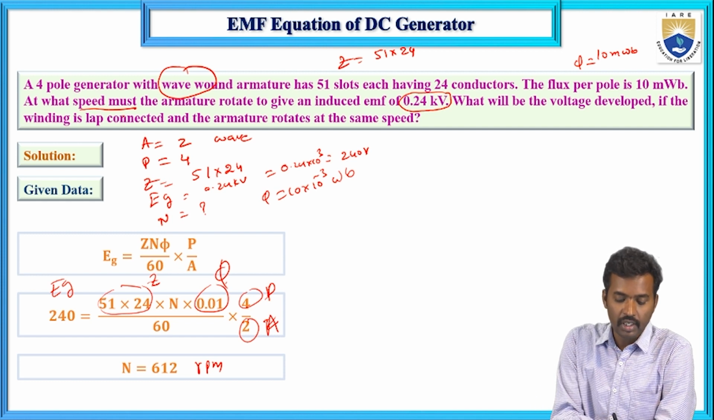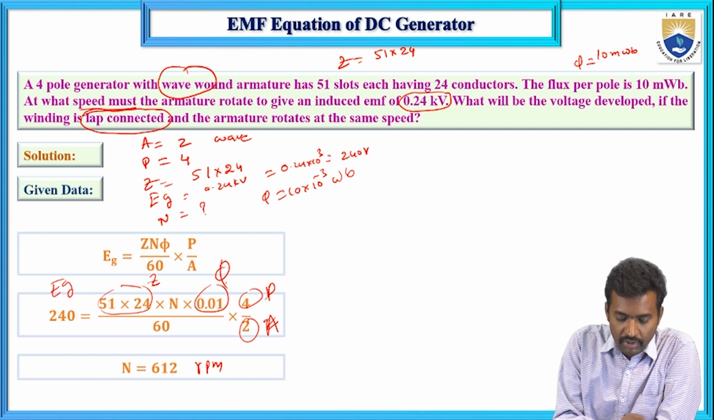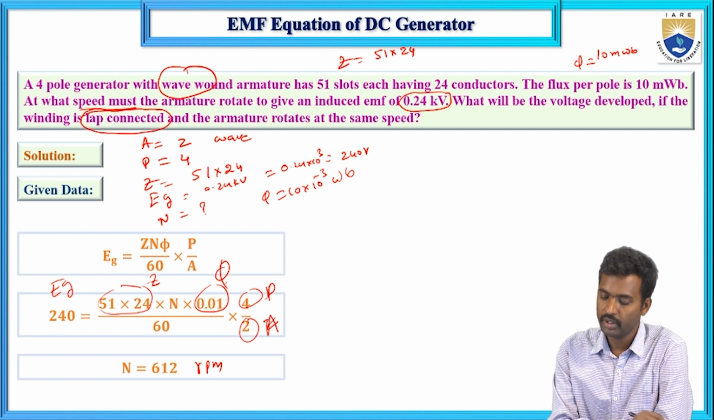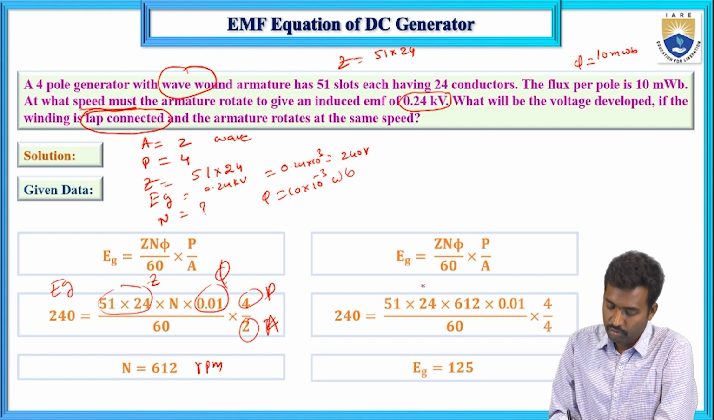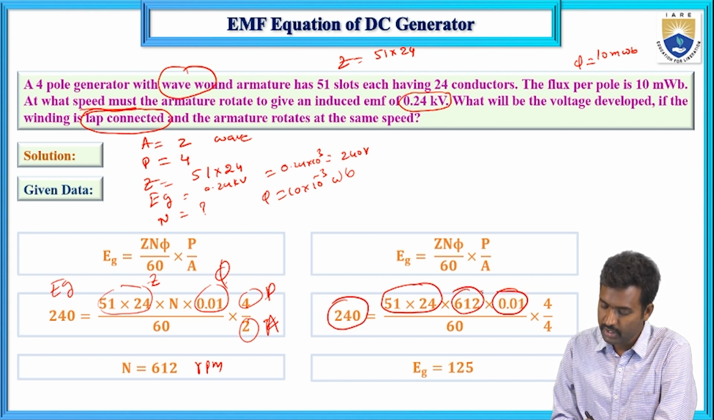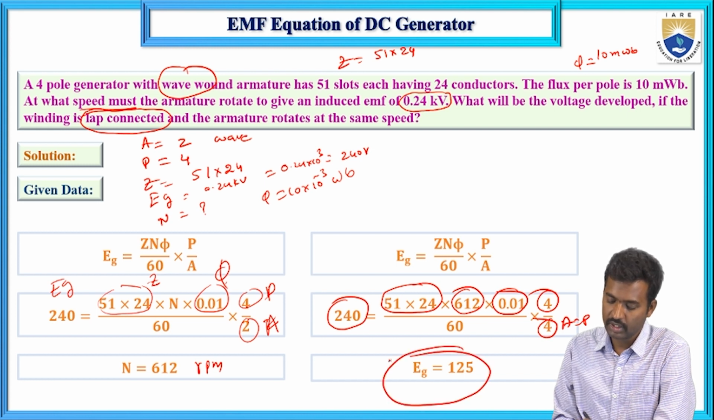And if it is lap connected, so what will happen here? So what will be the voltage developed? Eg equals to, if it is lap connected, and the armature speed. So what is the armature speed here? Same thing, this one 240 and 612, and this is 0.01, and this is 4, and this is 4. A equals to P for lap winding, and this is Eg equals to 125 RPM.